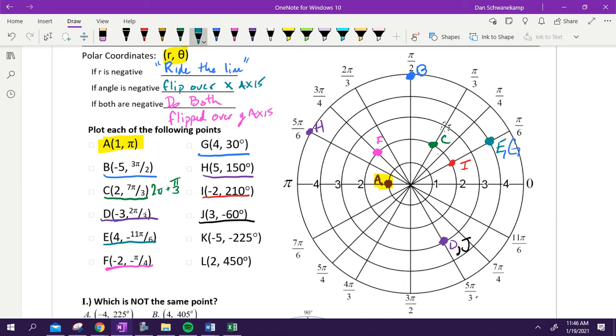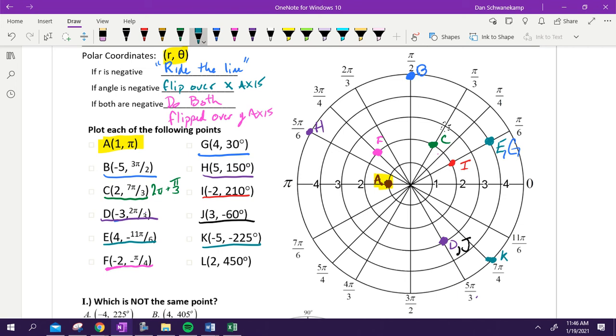Hey, guess what? D and J are the same point. K is (-5, -225°). Show me with your fingers which quadrant (-5, -225°) is going to end up in. Fourth quadrant, because here's (5, 225°) right here. A negative angle or a negative radius is going to ride the line across. A negative angle is going to flip me over the x-axis. That spot right there is K.